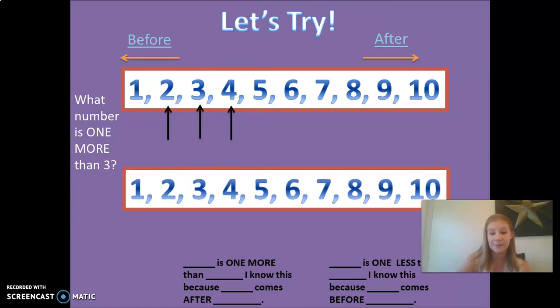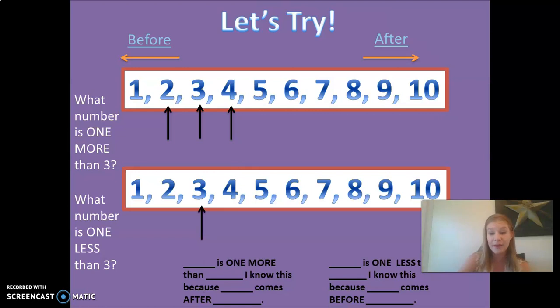Here's another number line. This one I'm going to challenge you. We know that if we're looking for 1 more of a number, we're looking to the right, or what number comes after. But if we want to know what number is 1 less than 3, we need to look to the left, or the number that comes right before the number 3.